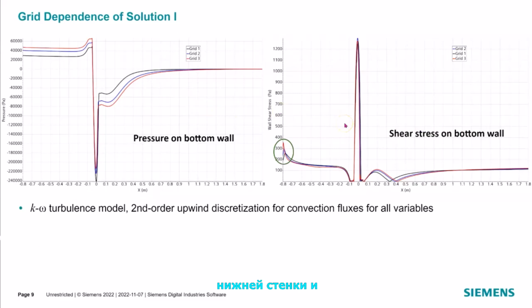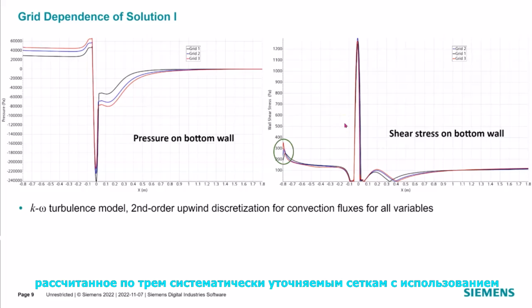This plot shows the comparison of pressure variation along the bottom wall and of shear stress along the bottom wall computed on 3 systematically refined grids using the k-omega turbulence model and second order upwind discretization for convection fluxes for all variables. Differences between solutions on different grids are much larger than in the case of laminar flow.